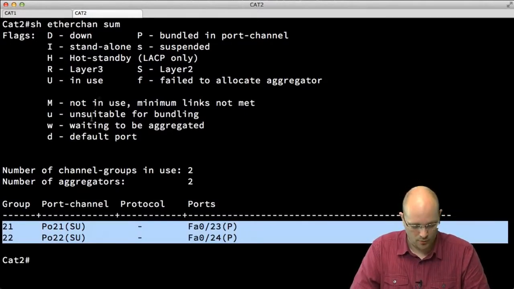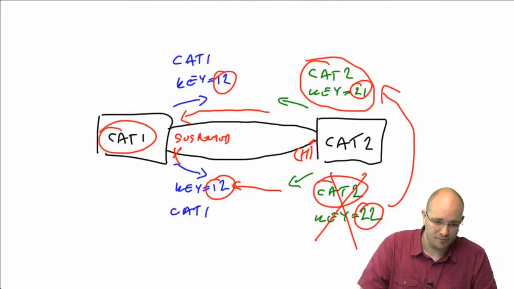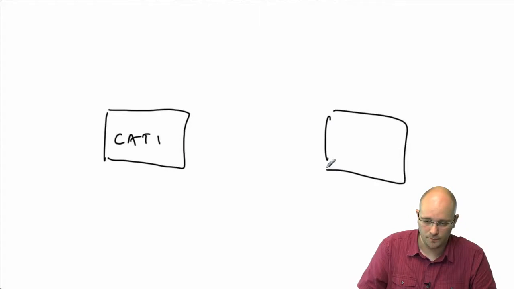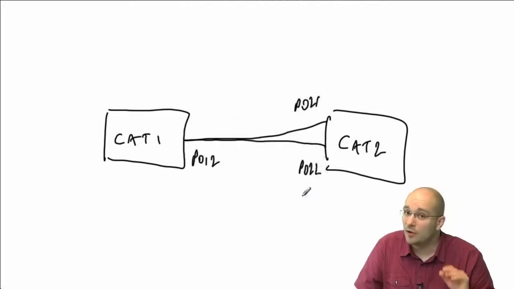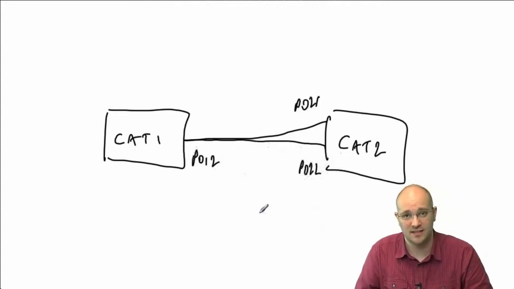But what I have now is really a Y connection between them. What I have is cat1 and cat2. From a logical perspective, it looks like this. So this is port channel 12, this is port channel 21, and this is port channel 22. But there is no protocol running here that cat1 and cat2 can use to detect this situation.